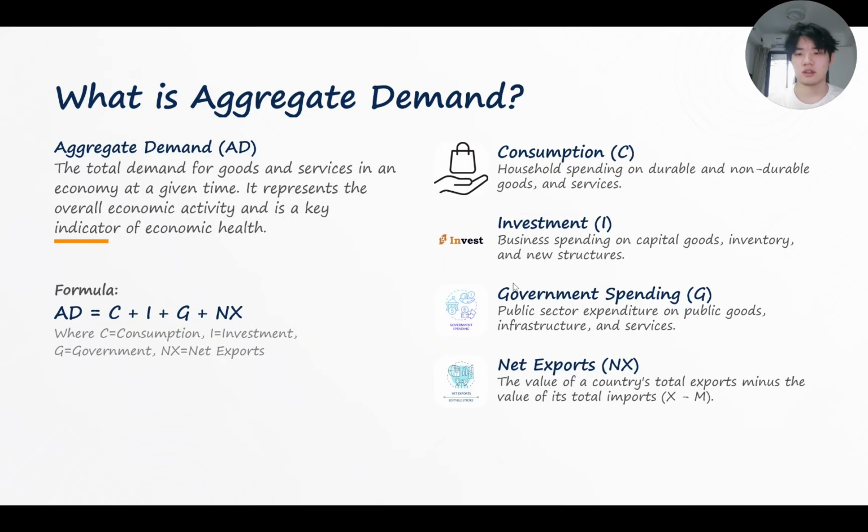First, let's define aggregate demand, or AD. It is the total demand for all goods and services in an economy. As shown here, it is made up of four parts: consumption by households, investment by businesses, government spending, and net exports, which is exports minus imports.